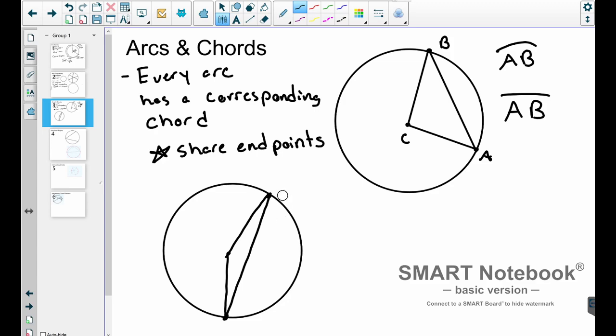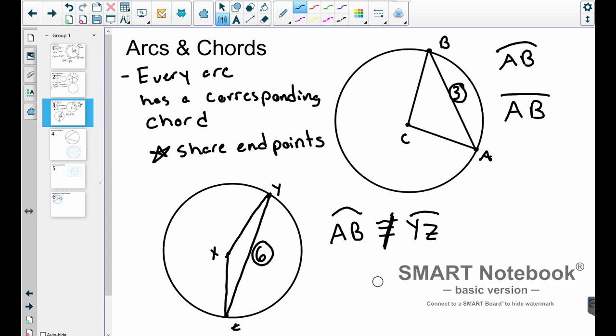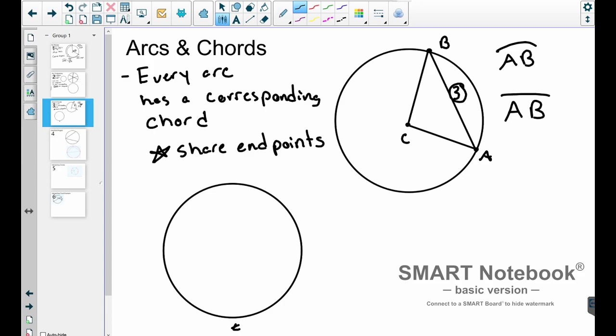So let's think here. In this case, let's call this XYZ. Let's say we know that this chord is equal to 3, whatever unit of measure you want, but we'll just say 3 for now, and this one's equal to 6. Well, we know that arc AB is not congruent. We'll slash that out. Not congruent to arc YZ because their corresponding chords are not equal. 3 doesn't equal 6. You guys know that much. So let's give an example of somewhere it does happen to work out.